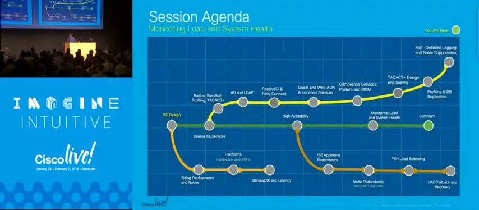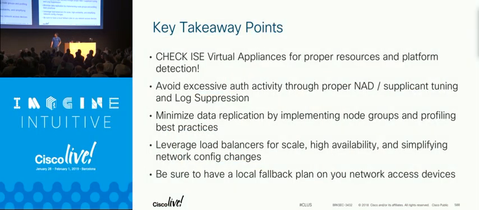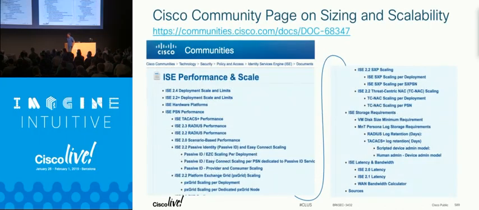Just housekeeping stuff. What are the key takeaways? We talked about four things mainly. We talked about ISE design. We talked about scaling ISE. We talked about high availability. And we talked about some of the monitoring you can do with ISE, and you can take advantage of that, right? I would recommend, again, to look at this community link, which is very, very useful.